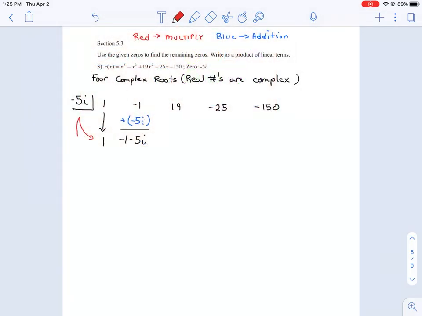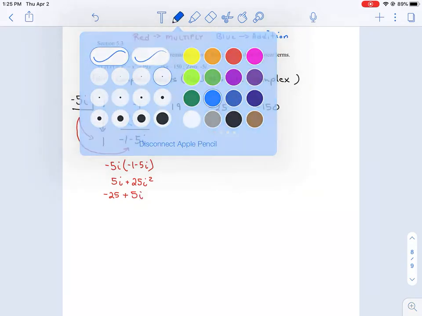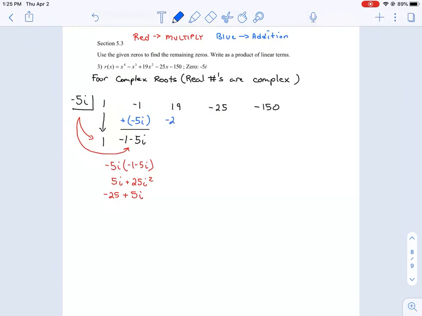And now we're going to have to multiply negative 5i times negative 1 minus 5i. So I'm going to do that below. So we distribute, that'll be a positive 5i plus 25i squared. And since i squared is a negative 1, the result is a negative 25 plus 5i. So that is what we're going to add to our 19.